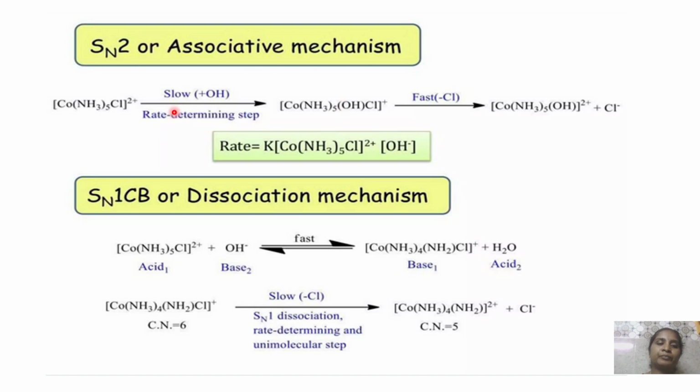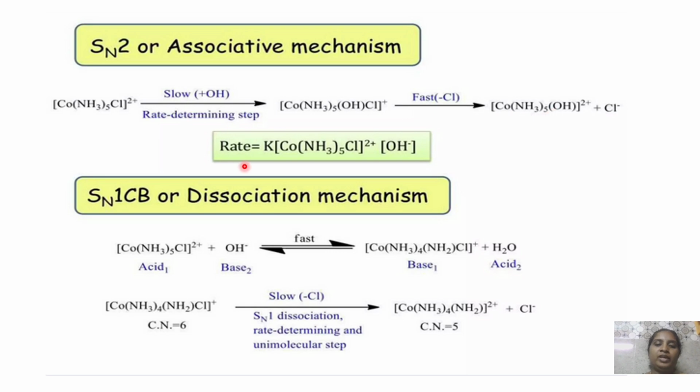it is an associative mechanism. In the first reacting complex, the number of ligands attached to the metal is 6. In the intermediate, as it is associative, the coordination number increases to 7. Later, with the displacement of the chloride ion, the octahedral complex is formed.